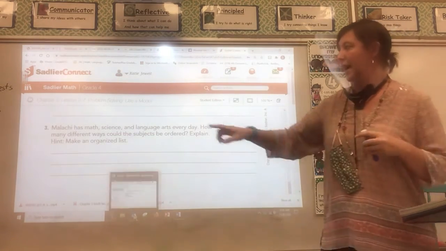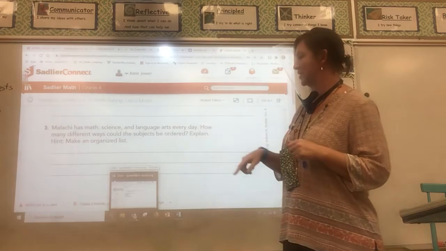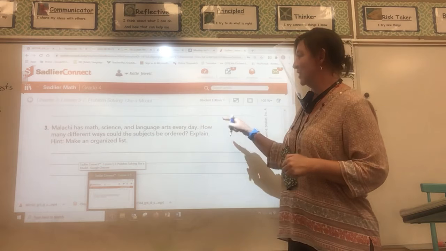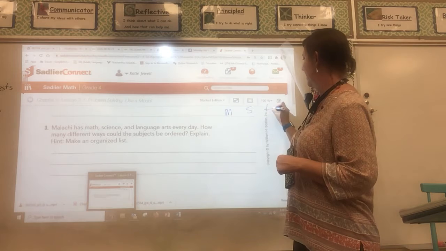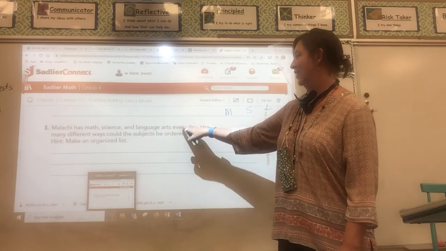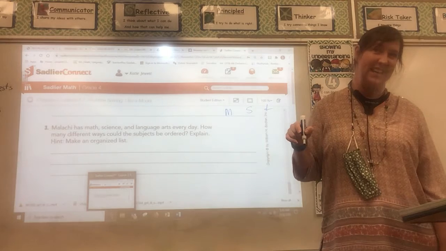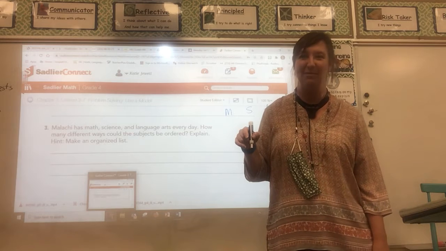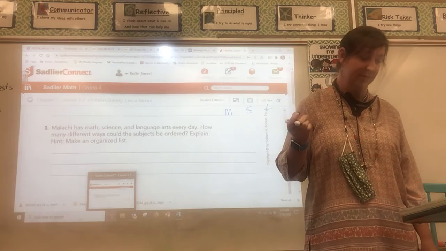So it says Malachi has math, science, and language arts every day. How many different ways could the subjects be ordered? This is organized list. So we're going to make an organized list. My lists are math, science, and language arts. So what are all the different ways he can do that? Well, he has them every day. So what could you do? Any ideas? Nobody knows how to do organized lists from the last chapter? Okay. Could you draw a picture? You couldn't draw a picture?